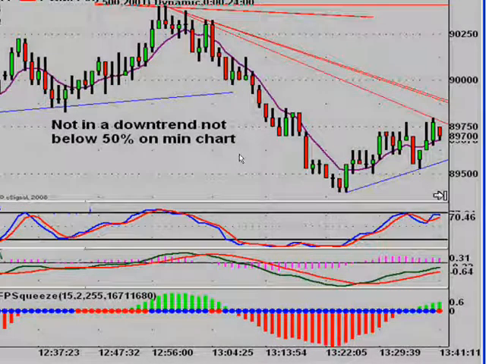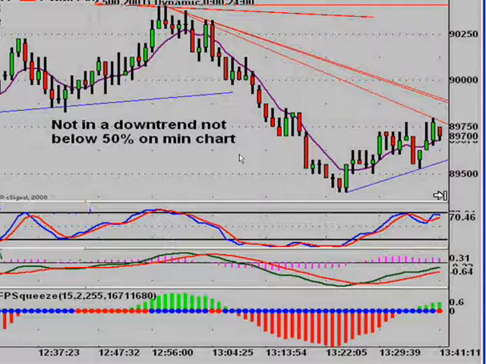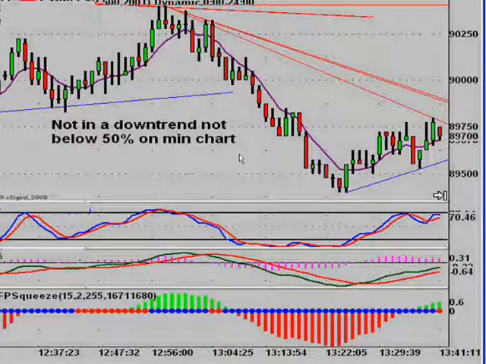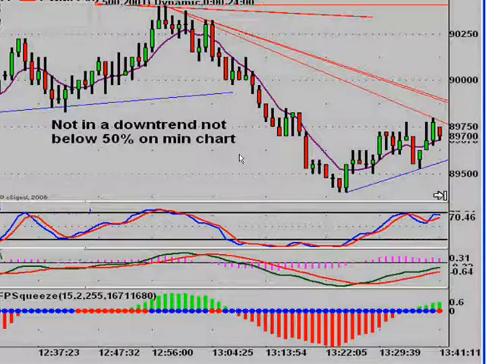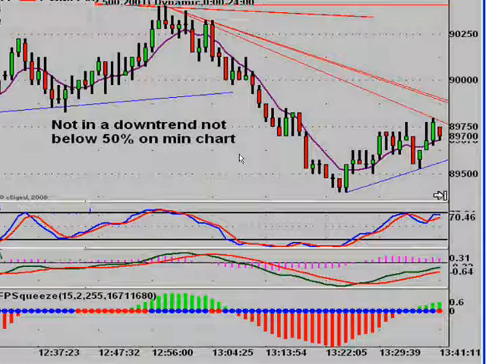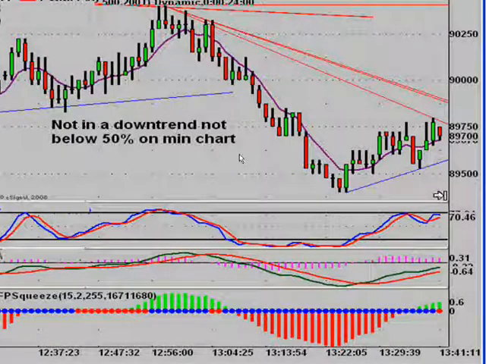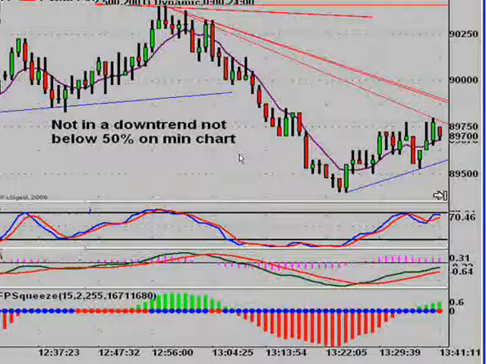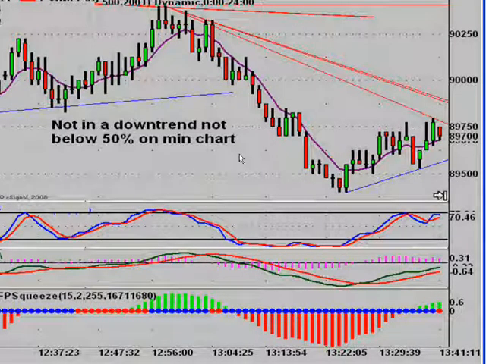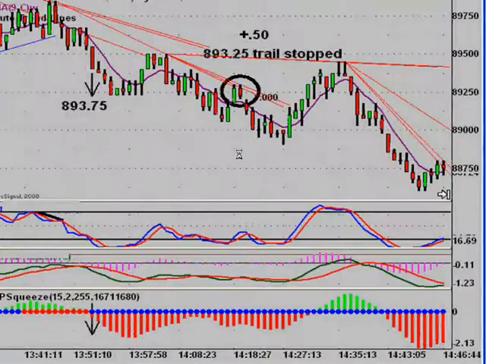Now, you don't have to know much about Fibonacci retracement lines. You can just determine for yourself. Look where the high is to that point and the low is to that point, and if price has not retraced down below the halfway mark, then you're not in a downtrend. Pretty simple. Some people will still take a trade. I choose not to. So obviously it could have worked if you ignored the smaller minute chart.